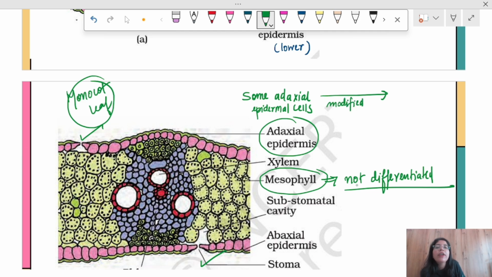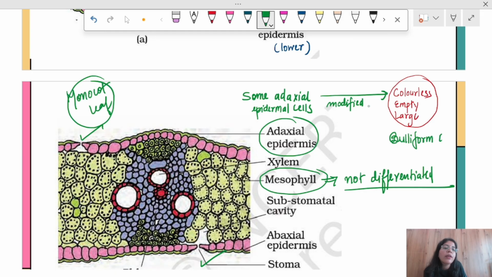They have become modified for what? They have become modified to serve a very important function, right? How will they get modified? They will become colorless, they will become empty, and they will become large, and they will form cells which are called bulliform cells, also called motor cells.